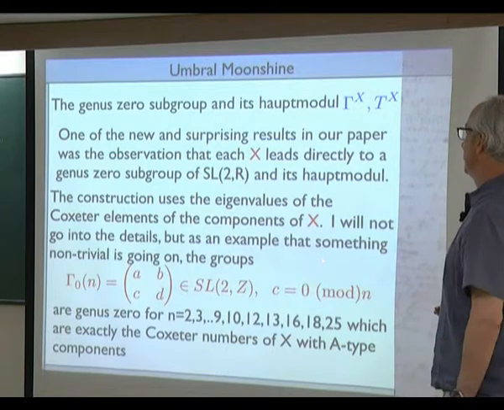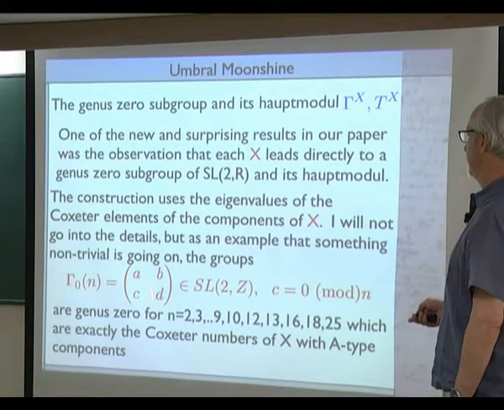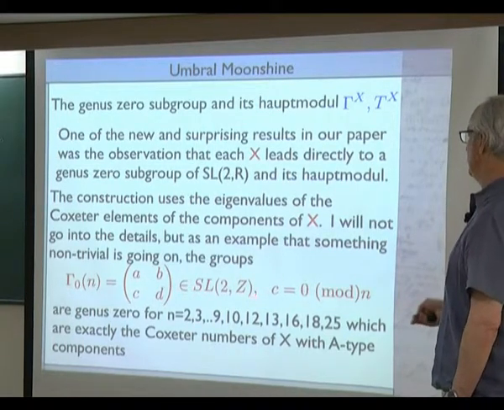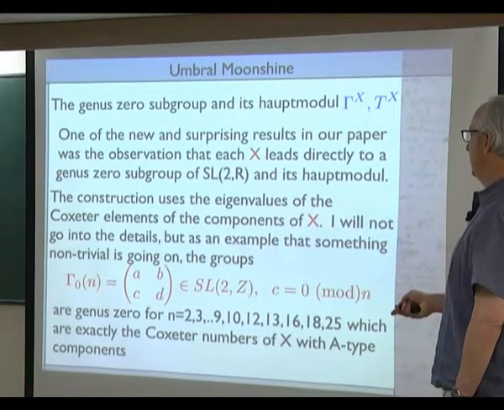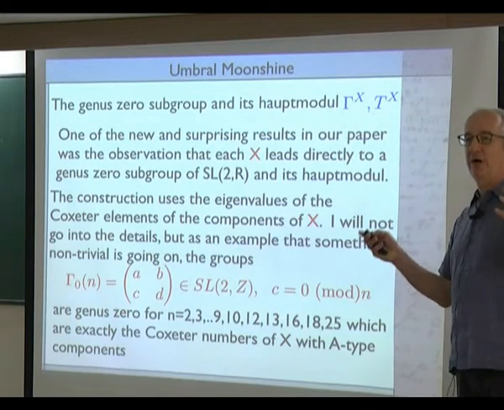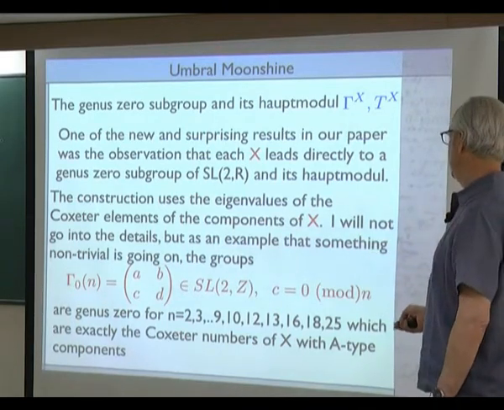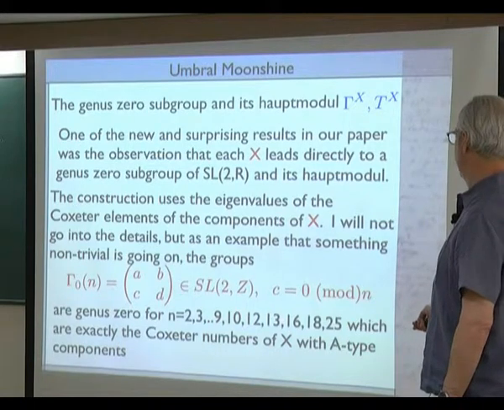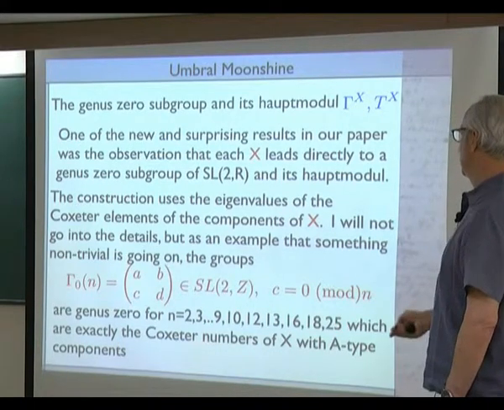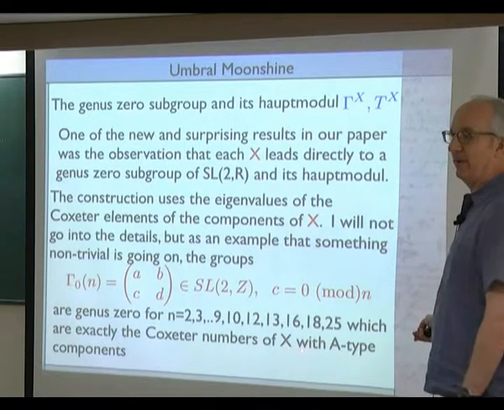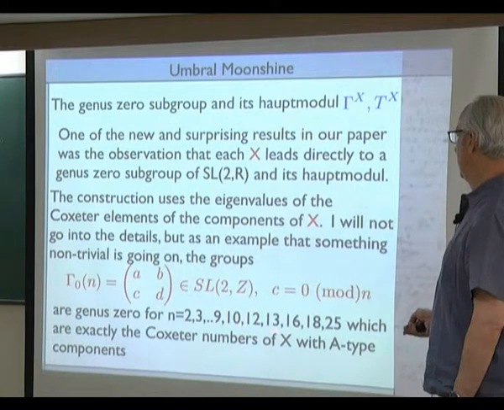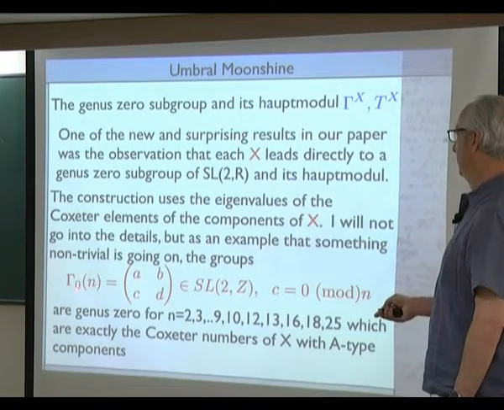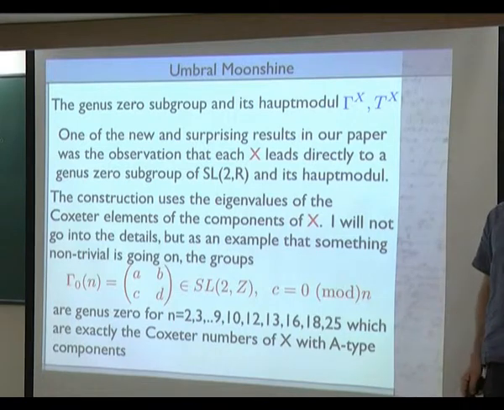But as an example that something non-trivial is going on, there are a special set of subgroups of SL2Z called gamma naught n, where you take an element of SL2Z and you demand that this coefficient c be equal to 0 mod n. These subgroups have fundamental domains which are genus 0 for n equal to 2, 3, up to 9, 10, 12, 13, 16, 18, and 25. And those are exactly the Coxeter numbers of X that have an A-type component in them. And there are similar results for the other Niemeyer lattices, but they involve slightly more complicated subgroups.